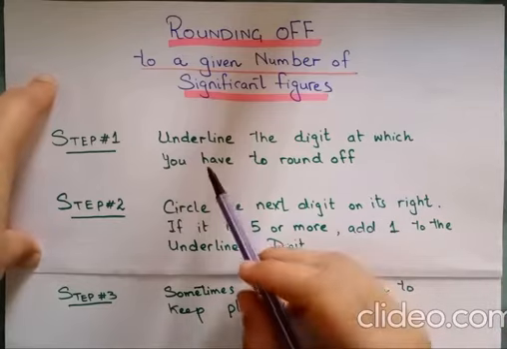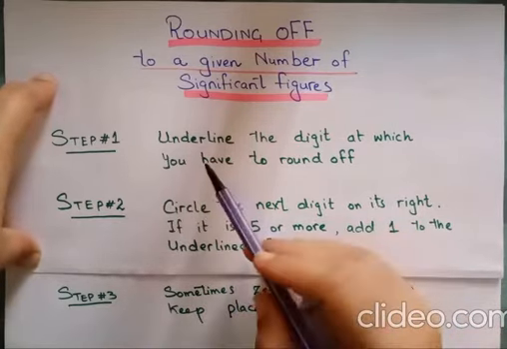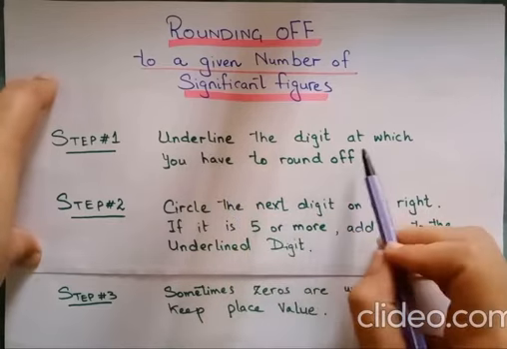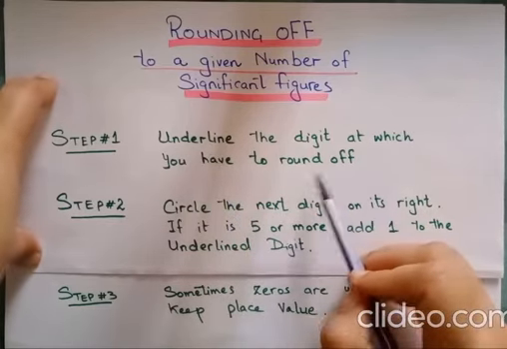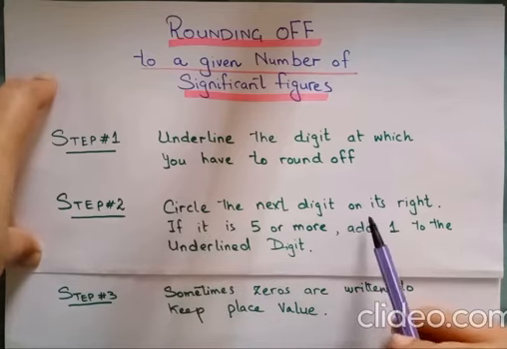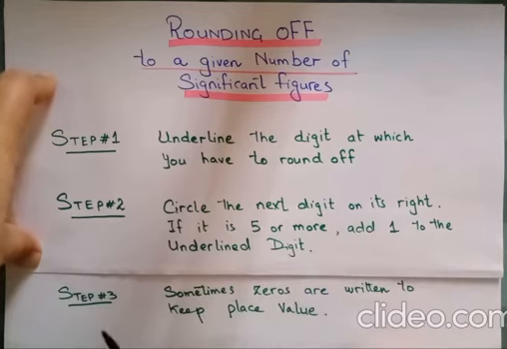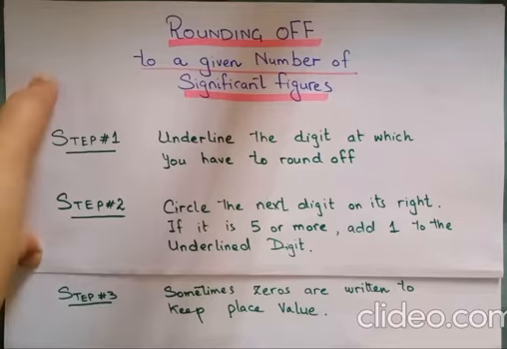So the first step is, it's easy for students if they follow these steps. Underline the digit at which you have to round off. Step number 2, circle the next digit on its right. If it is 5 or more, add 1 to the underlined digit. And step number 3, sometimes zeros are written to keep place value.